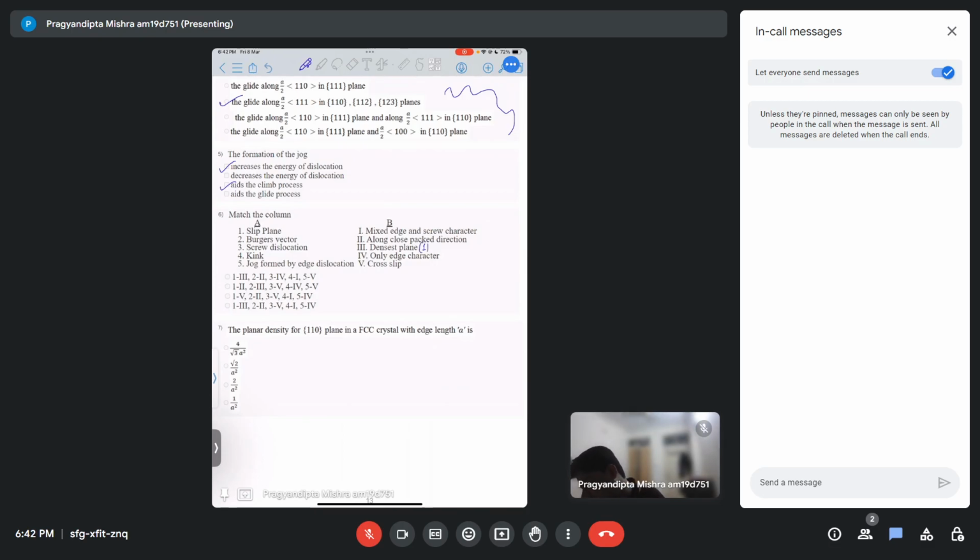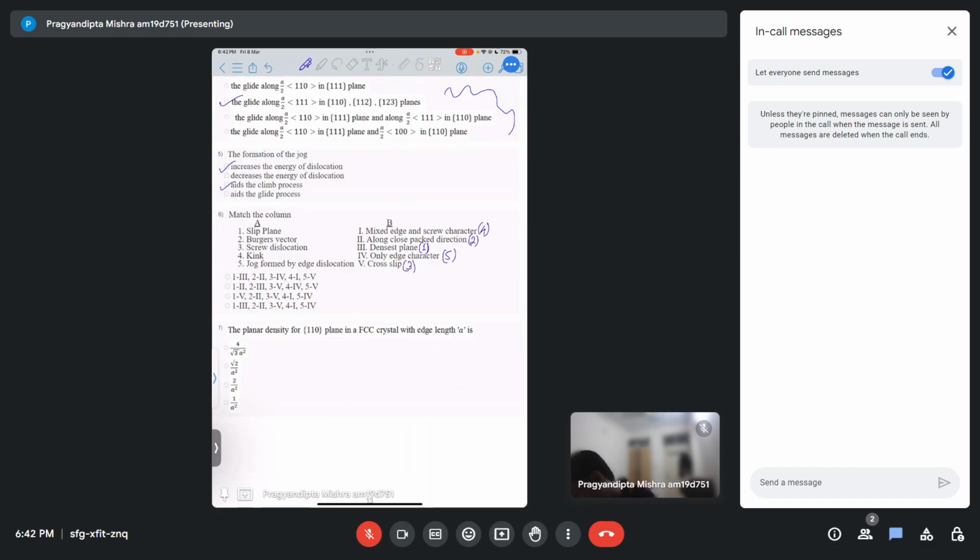Then Burgers vector. Burgers vector is what? It is always along the close-packed direction. So this is 2. Right. Now screw dislocation. It will cross slip. So this is the option. Kink has only edge character or mixed edge and screw character. It has mixed character, right? While jog has only edge character. So you can see which one is the correct one which matches all of them.